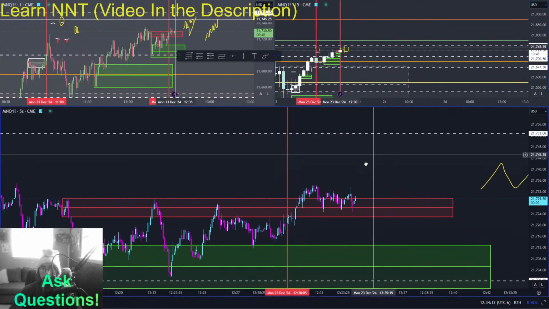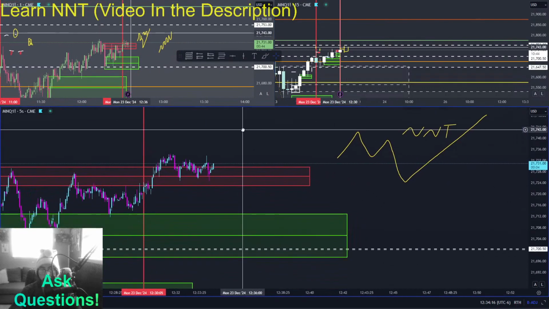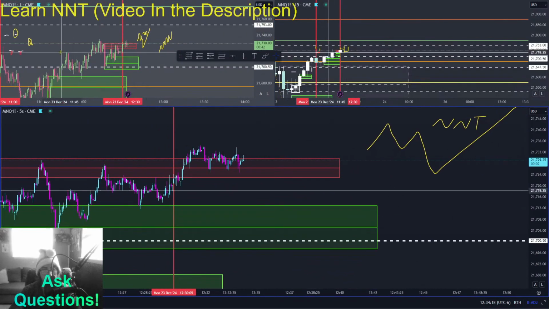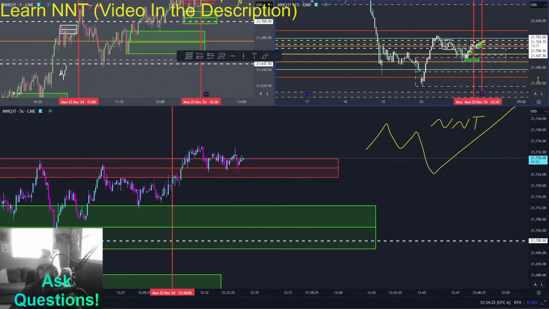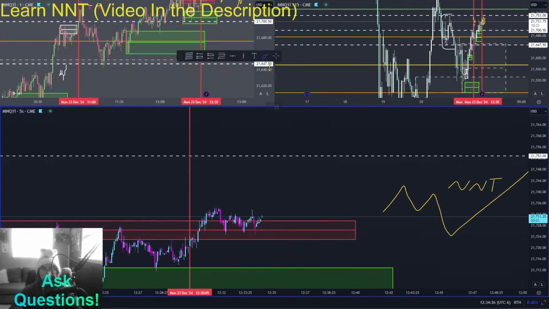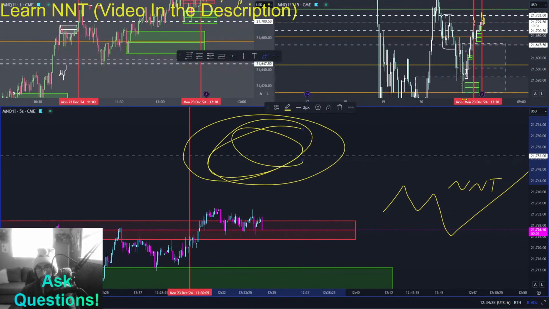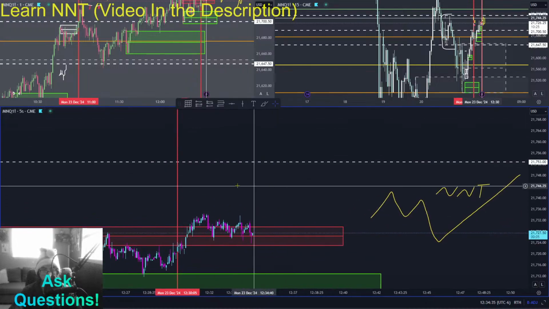Okay, so my analysis, I think that we're going to come down pretty strongly because we're struggling to go up. Yeah, I think we're going to dump again. So more than likely, we're going to reach this area up here, and then we're just going to continuously fall after that. We might fall a little earlier.